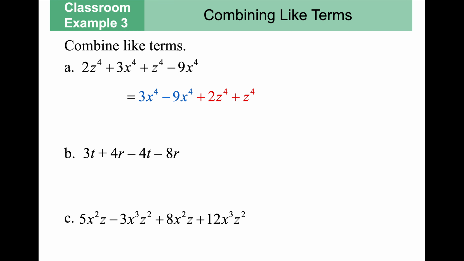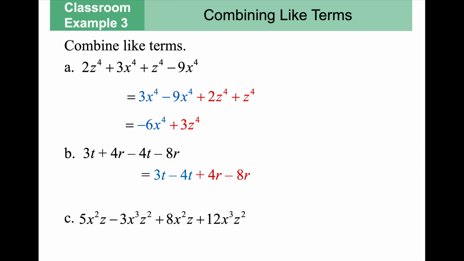If you look at 3x to the 4th and 9x to the 4th, they have the exact same variable with the exact same degree. And then same thing with the z's. So I'm just going to do 3 minus 9 is negative 6, and 2 plus 1 is 3. That's all it is. It's really helpful if you write these problems down in the lab and you color code them like I am.